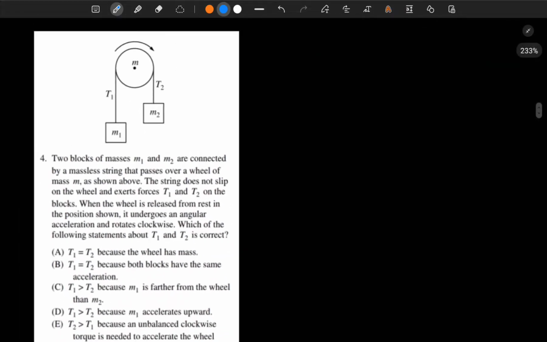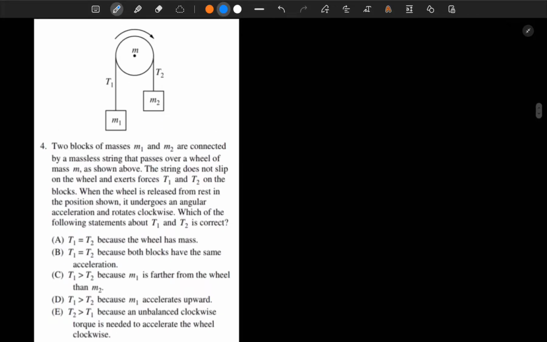Next, let's assume that we have two blocks of masses m1 and m2, and they are connected by a massless string, which then passes over a wheel of mass m, as shown above. The string doesn't slip on the wheel and exerts forces T1 and T2 on the blocks. When the wheel is released from rest, in the position shown here, it undergoes an angular acceleration and rotates clockwise. Which of the following statements about T1 and T2 is correct?